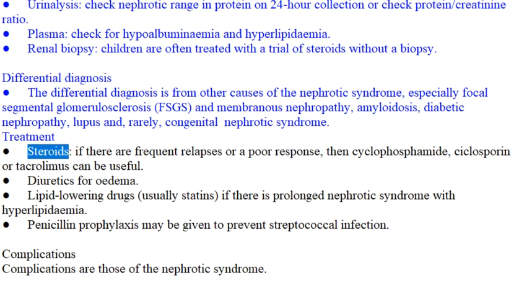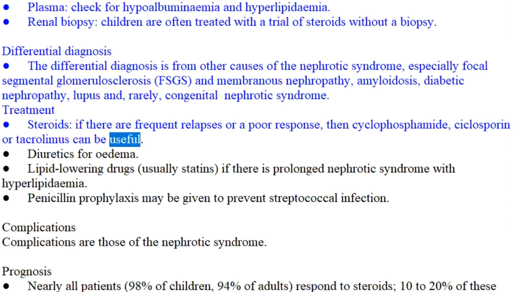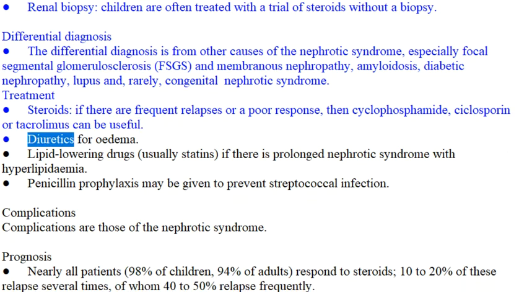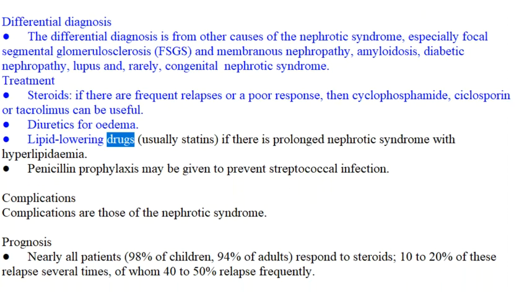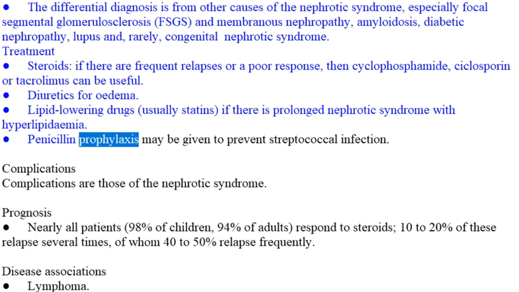Treatment. Steroids. If there are frequent relapses or a poor response, then cyclophosphamide, cyclosporin, or tacrolimus can be useful. Diuretics for edema. Lipid-lowering drugs, usually statins, if there is prolonged nephrotic syndrome with hyperlipidemia. Penicillin prophylaxis may be given to prevent streptococcal infection.